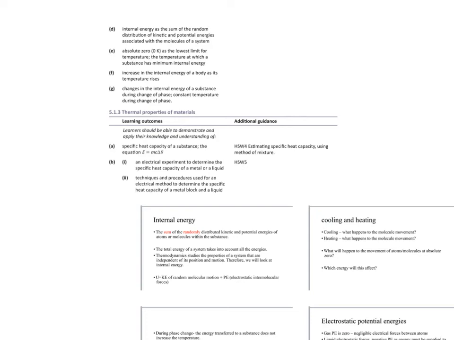Hi everyone, today we're going to be looking at the internal energy of a system, what it means. We're going to look at what happens to the internal energy at absolute zero, and how increases in the internal energy affect temperature, also any changes in the internal energy during a phase change. So we're going to have a look at that first, and then at the thermal properties of materials, which links to the specific heat capacity, and experimental work that can be done to determine that.